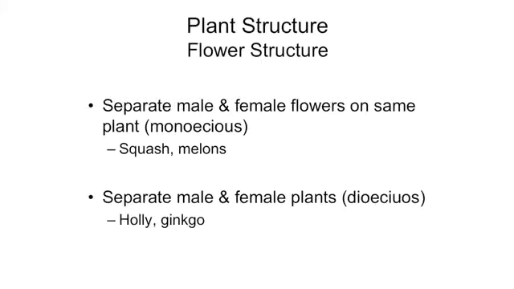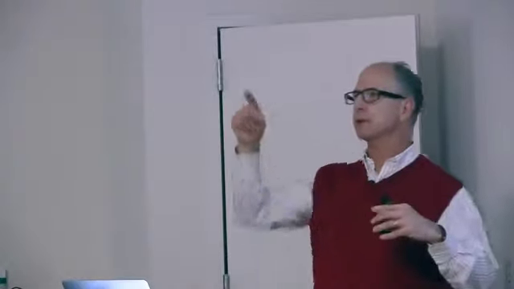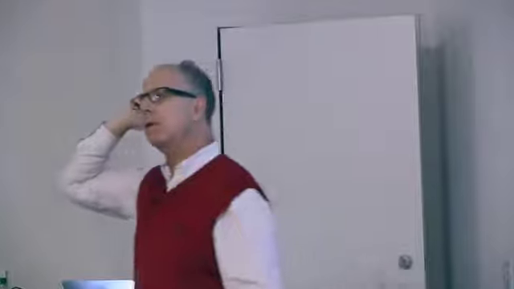Open pollinated varieties of plants are generally developed on plants that have either complete flowers like this or have male and female flowers on the same plant, like in squash. It's possible to have open pollinated varieties that way because all the pollen is contained within the same plant or in groups of plants. Yes? Can you talk scientifically about what the bee does in its function?